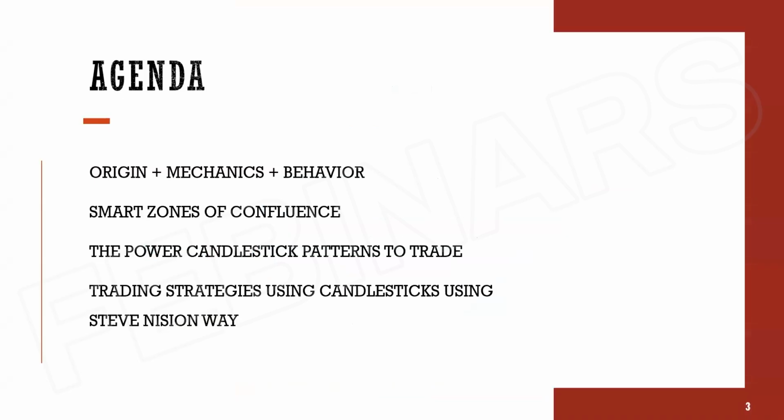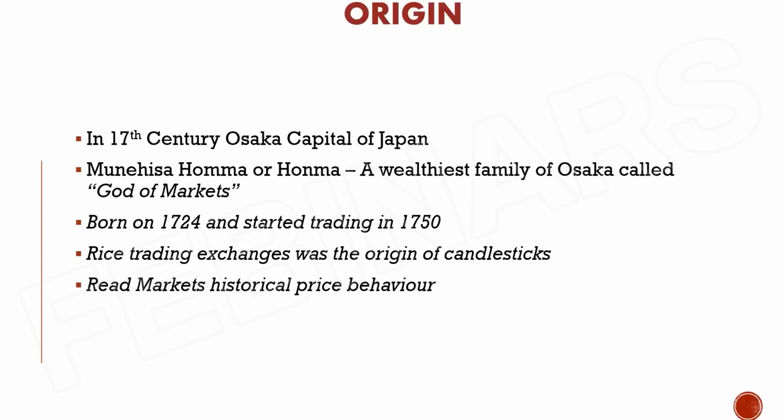What would be the agenda? What would be the matter of the session here? Origin: where did the candlesticks originate? Mechanics of candlesticks: we are going to understand the behavior of candles. Smart zones of confluence: we are going to discuss where the key zones and points need to be addressed. The power of candlestick patterns to trade, the limited patterns which one needs to trade. Trading strategies using the Steve Nison way are also going to be discussed.